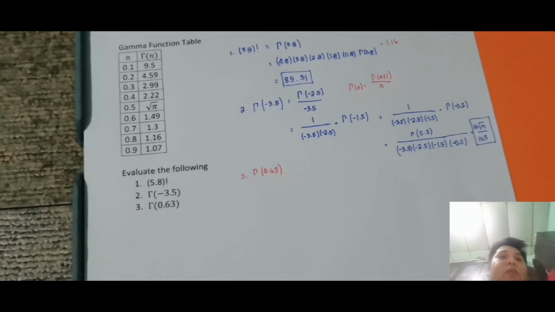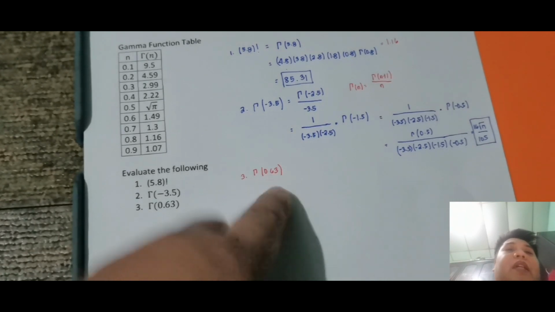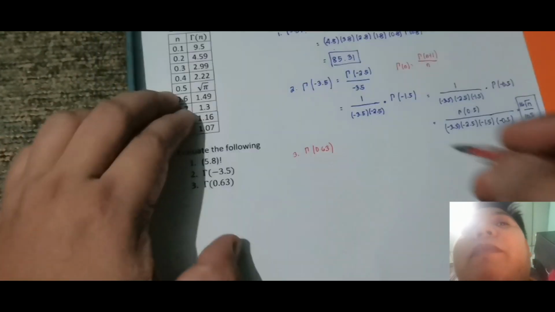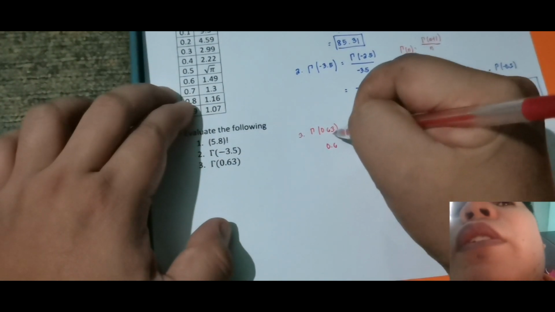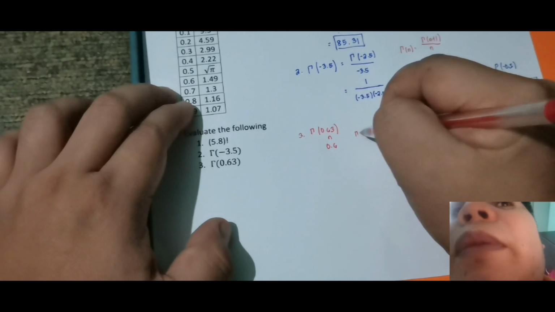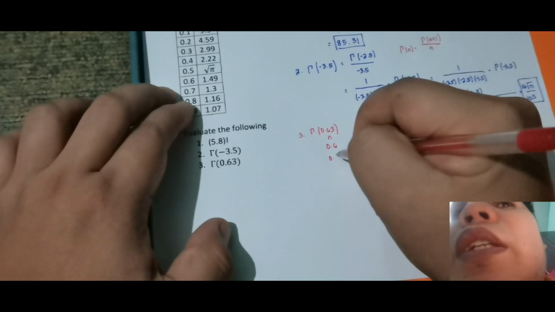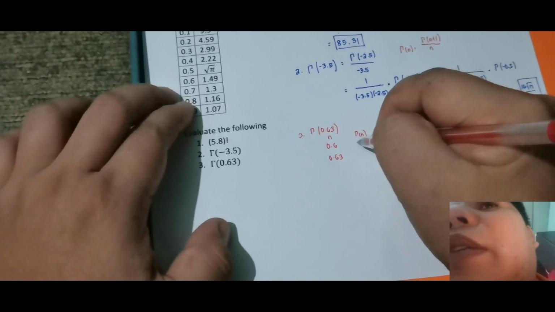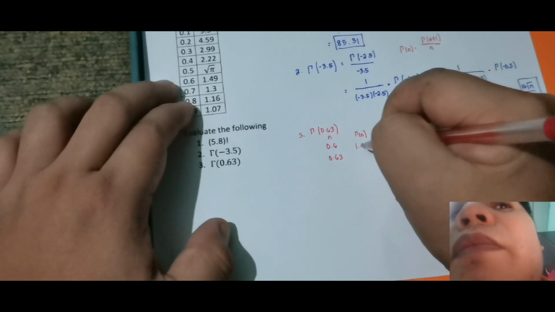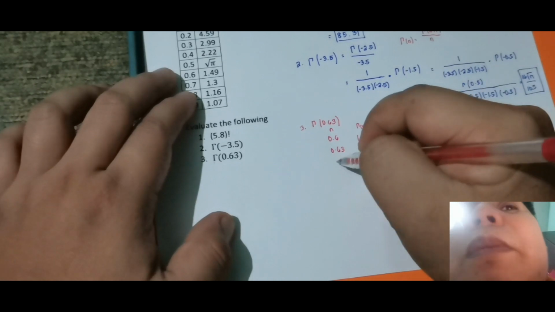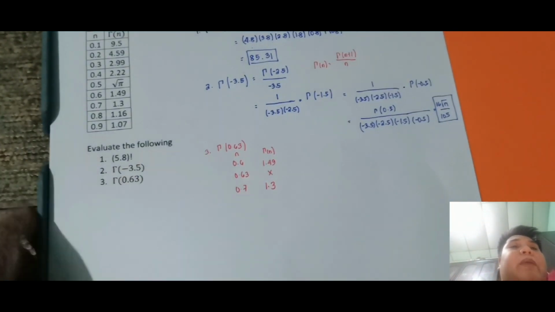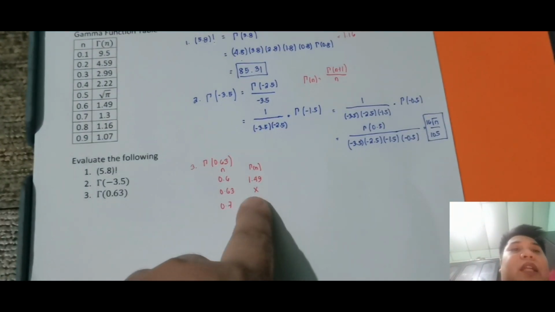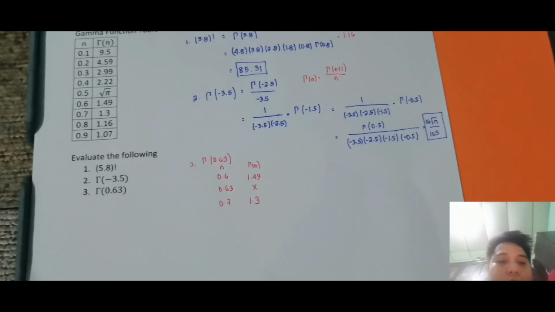So, what will we do? We all know that 0.63 is in between 0.6 and 0.7. Okay, so I will just do this. We have 0.6, so this is n. Then we have gamma of n. Then this is 0.63, because this is what we do not know. So, we know that 0.6 is 1.49, and this is x, let's say. Then this is 0.7, and this is 1.3. So, notice that I took the part where it is sandwiched. That is what we need. We do not know its gamma. Now, this is what we call the interpolation.